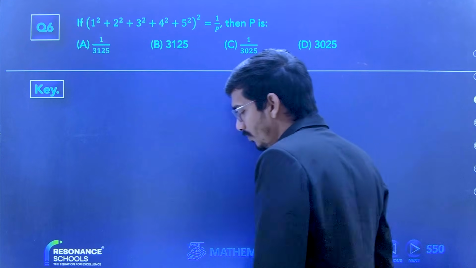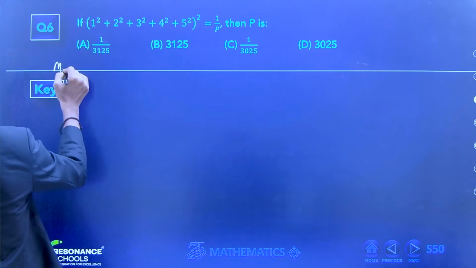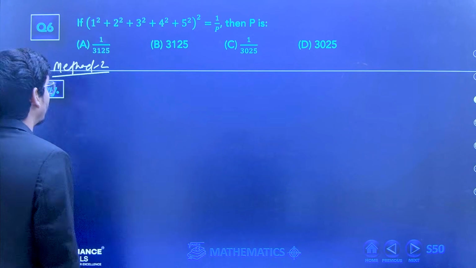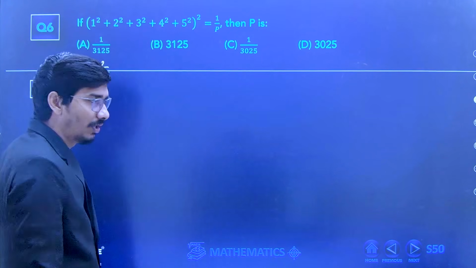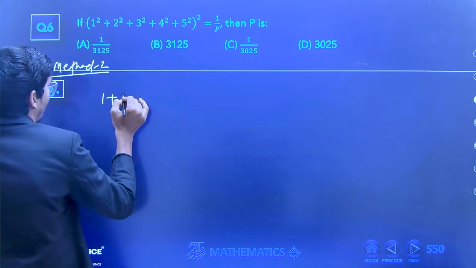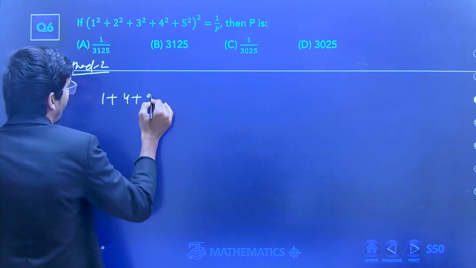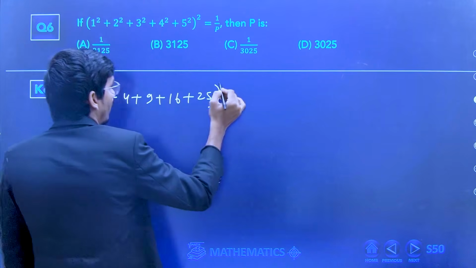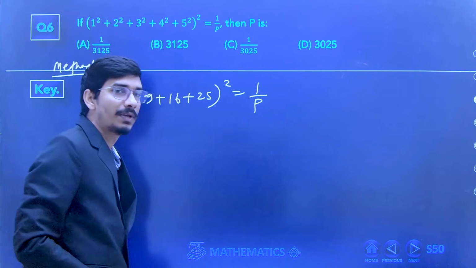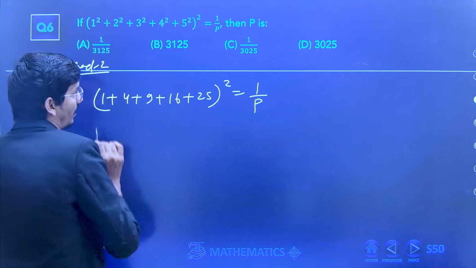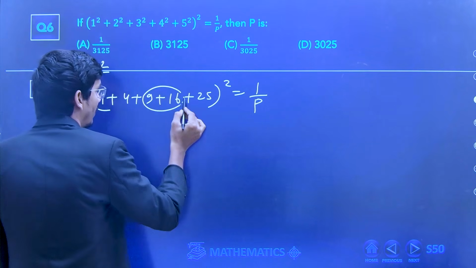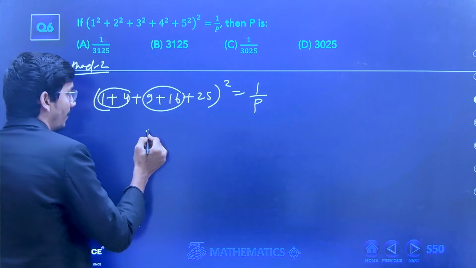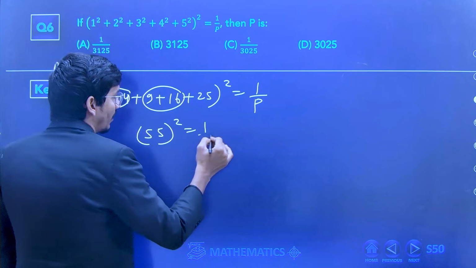So without formula, method 1 is done. Now I'm explaining method 2. So what is method 2? I'm not using the formula. So 1 square is 1, 2 square is 4, 3 square is 9, 4 square is 16 and 5 square is 25, the whole square, and that equals 1 upon P. Okay, now add all the quantities. So this is 25, this is also 25, 25, 25, 50, and this is 5.